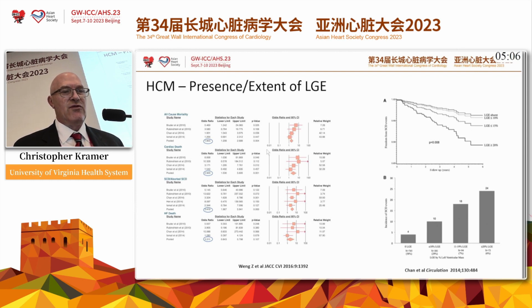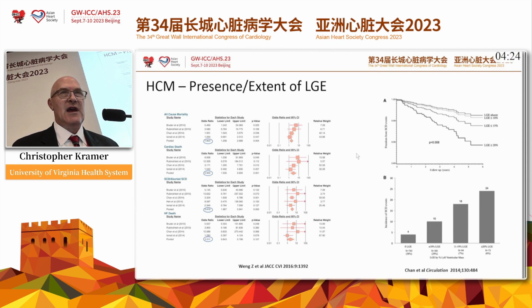This is a meta-analysis of over 3,000 patients showing that the presence of LGE is still an important marker, that there's a 1.8-fold increase in mortality, a 3-fold increase in cardiac death, a 3.4-fold increase in sudden cardiac death, and a 2.2-fold increase in heart failure death. But more importantly is the extent of LGE, as shown in this paper from Marty Marin's group. Over 1,200 patients followed for 6 years. He and his group showed that once you have late gadolinium enhancement of more than 15% of your left ventricular mass, the sudden cardiac death rate doubles.